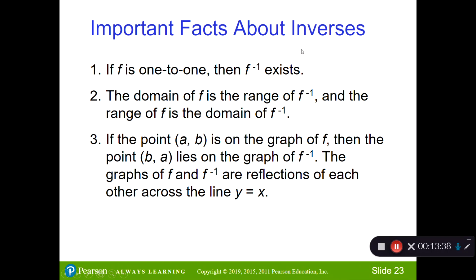Important facts about the inverses. If it's 1-to-1, it'll have an inverse. The domain of the original is the range of the inverse, and the range of the original is the domain of the inverse. That means that the x and y coordinates flip. So the graphs are reflections about the line y equals x.